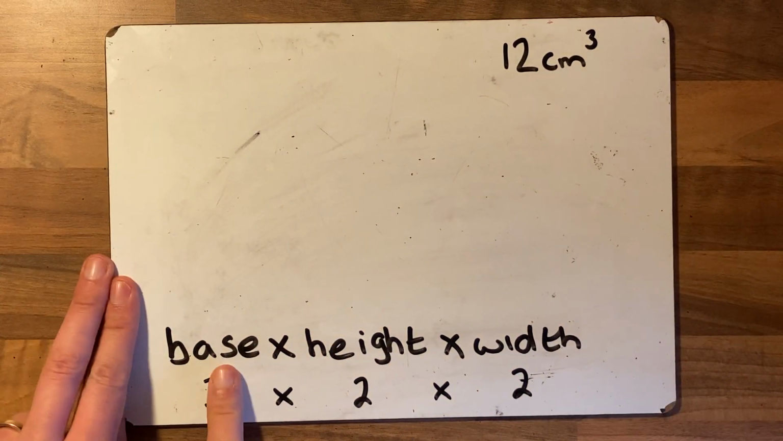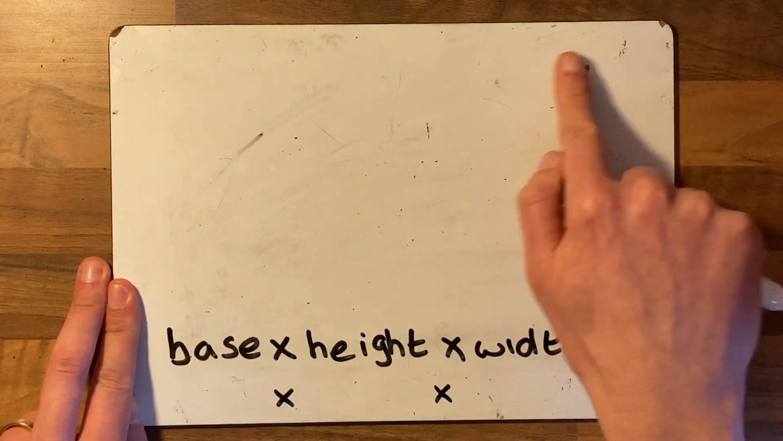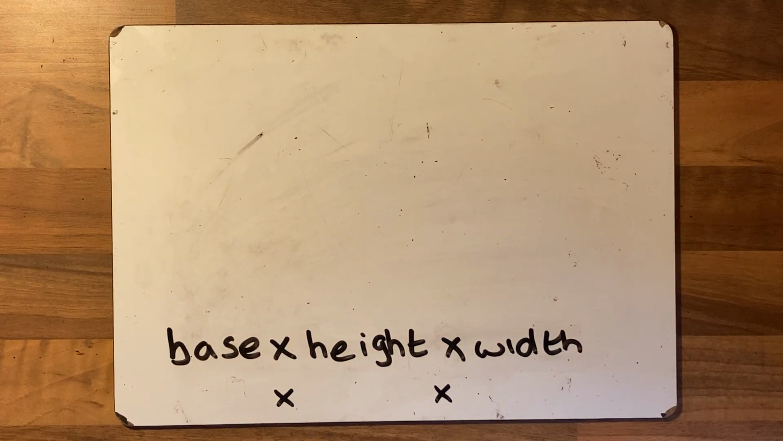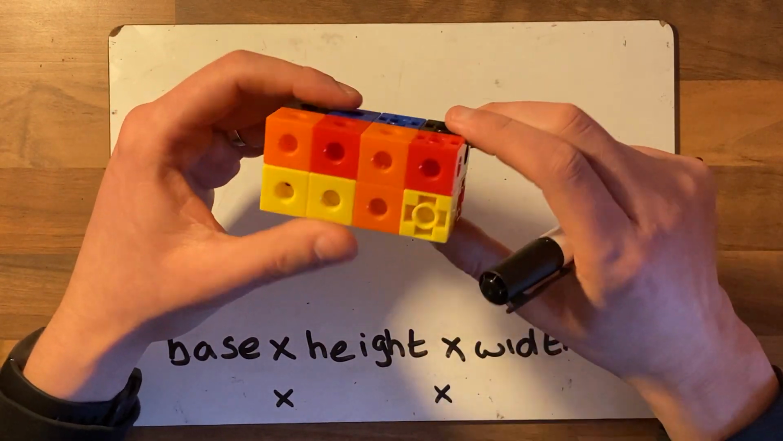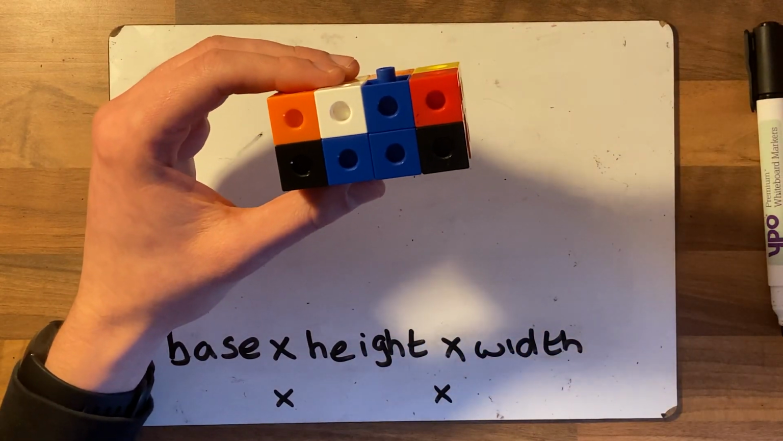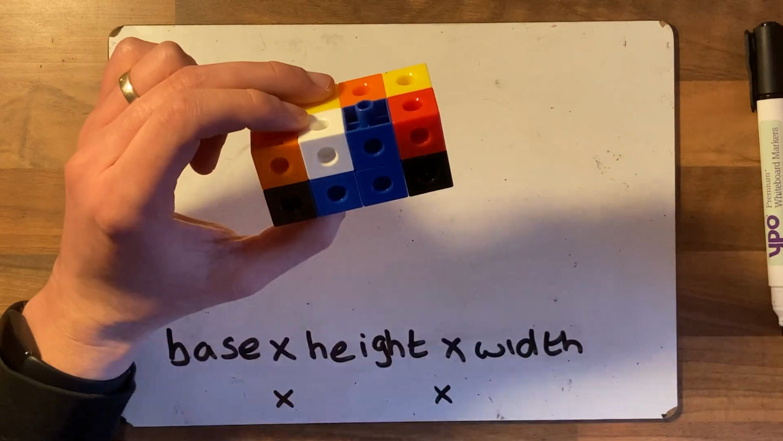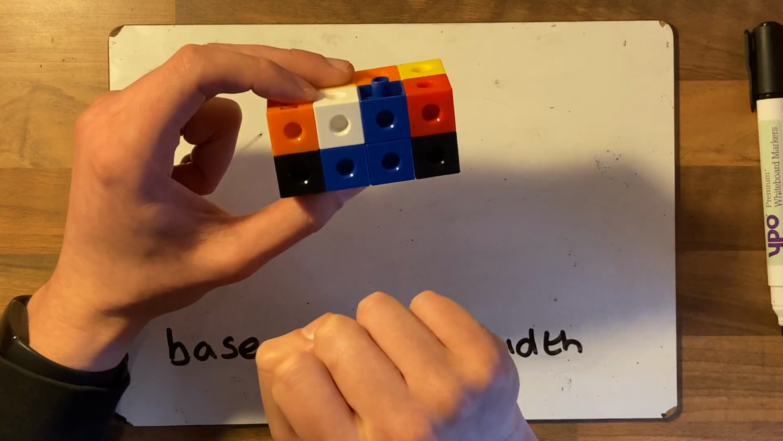So let's have another look. I will rub these off, but remember the formula for volume stays the same all the time. Base times height times width. So if we look at another shape here that I have. Now, what I'll do first of all, again, I will count the cubes in here, and we will see if the answer is correct when we calculate it in a moment.